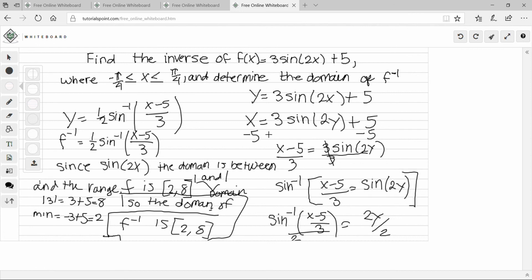I'll just review. So basically, I just switched the x and y's, and then solved for y, and that's how I got f inverse. And then you just switch the x and y values, because we said that the range of f is 2 to 8, so the domain of f inverse is 2, 8.